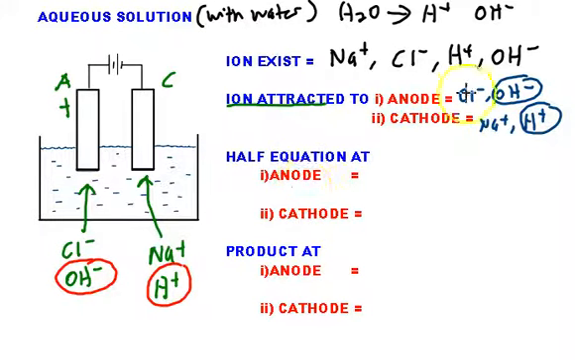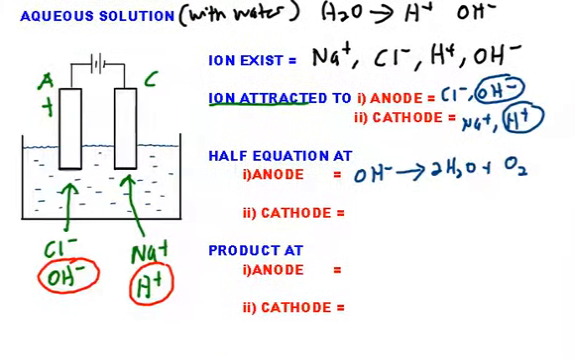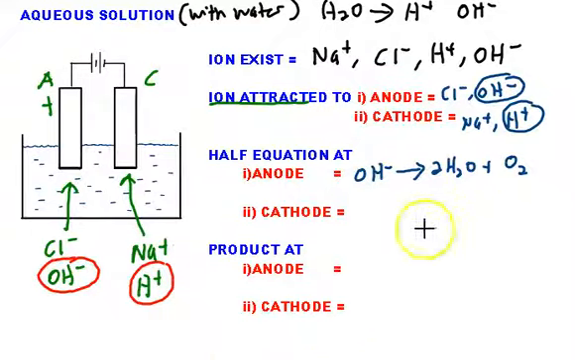The half equation at the anode, please remember this: if you have a hydroxide ion, you will have water and oxygen. Please remember there is a 4 here and a 4 here, and the 4 stands for the electron. This is how we balance the equation. So if you have hydroxide, you will release water and oxygen.